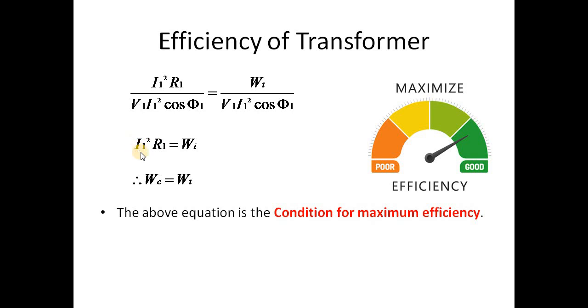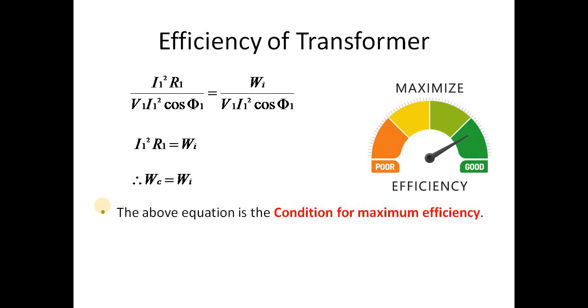And we know that I1 square R1 is nothing but the copper loss Wc, or sometimes we use Wcu. So this is the condition for the maximum efficiency of a transformer. When the copper loss of a transformer equals the iron loss, then the transformer will function at its maximum efficiency point. As we have seen in the previous lecture, copper loss is a variable loss and the iron loss is a constant loss.